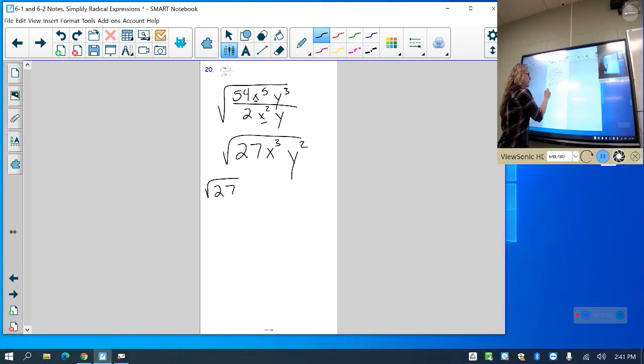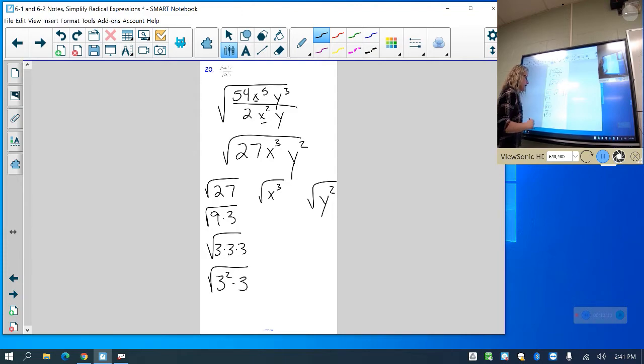I have the square root of 27, I have the square root of x cubed, and the square root of y squared. Simplify each part. This is 9 times 3, which is 3 times 3 times 3, which is 3 squared times 3. And remember, we can only cancel out the squared, and whatever's still left in there has to stay underneath the radical. So I'm going to go ahead and cancel the square and put the 3 outside of the radical, but I still have the square root of 3 on the inside here. This one comes out because it cancels, but that one has to stay because there's nothing that cancels.